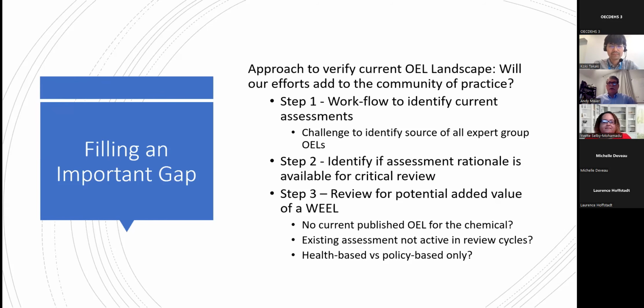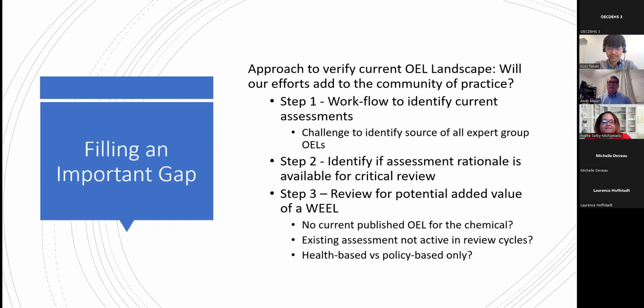So we see our role as the wheels as filling an important data gap. So again, a lot of times you'll find wheels where there are no other published OELs, but you're still getting that same robust quality of a large consensus-based committee. So we follow 3 steps in evaluating whether we can be filling an important data gap. So one approach is to verify the current landscape. We ask ourselves, well, will our efforts add to the community of practice? And our first step is making sure we just have a good workflow to identify current assessments.